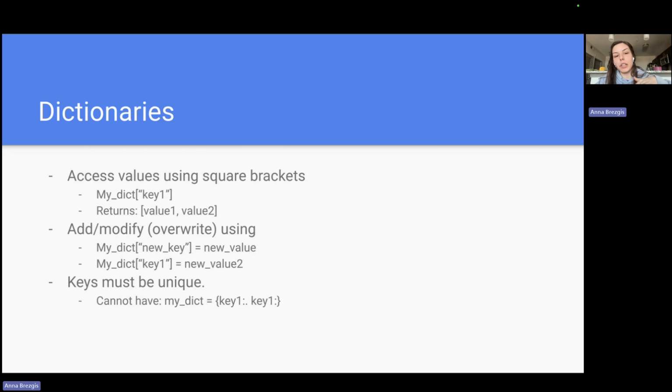So how you access values is you use square brackets. For example, I say my dict key1, I'm calling key1. If I say print my dict key1, it returns value 1, value 2 as a list. It can be a list.